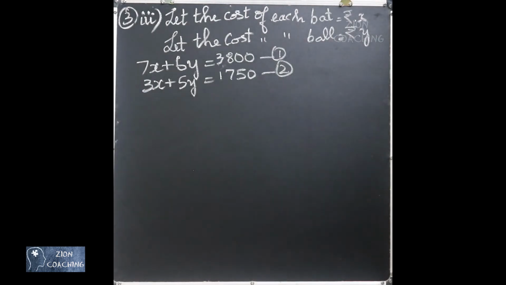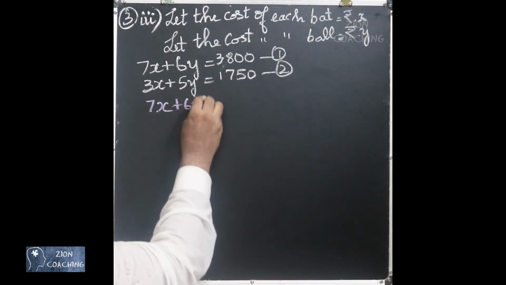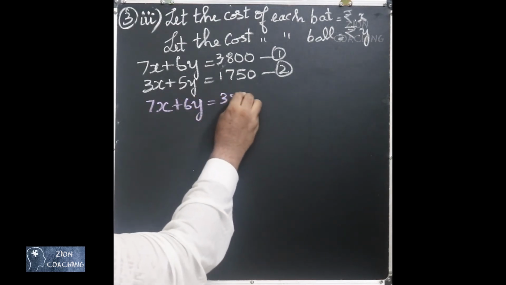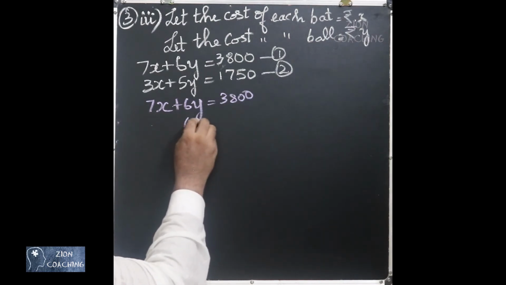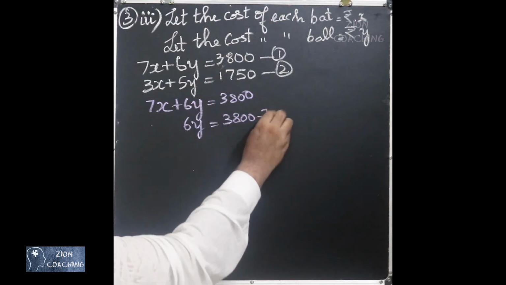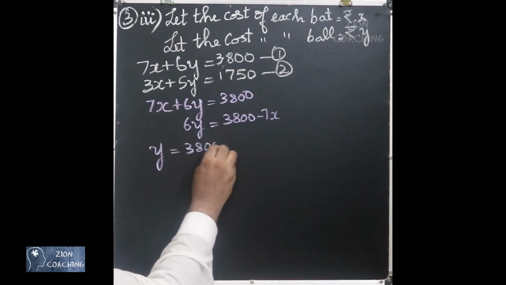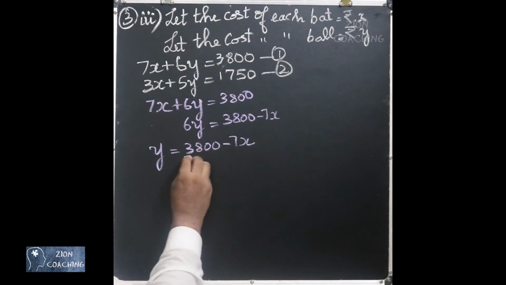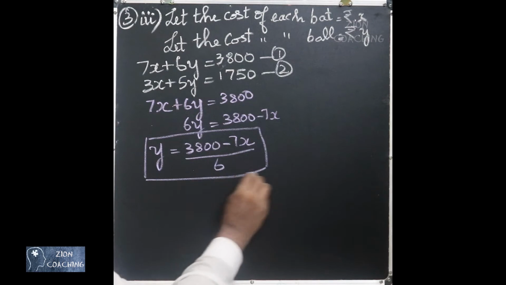Now let us take the first equation or the second equation. Let us take the first equation. We have 7x plus 6y equal to 3800. Then 6y equal to 3800 minus 7x. So your y is going to be (3800 minus 7x) divided by 6. We are going to substitute this in the second equation.